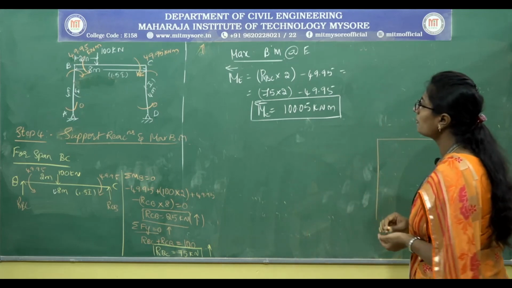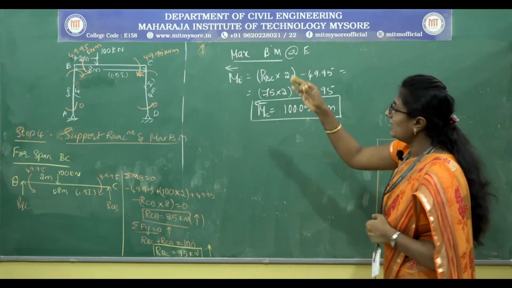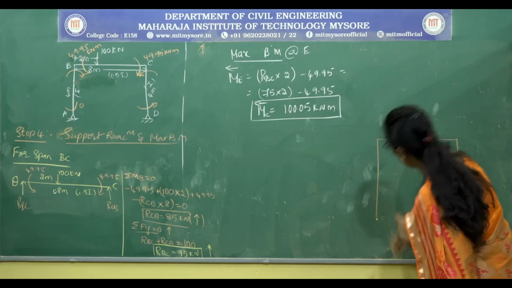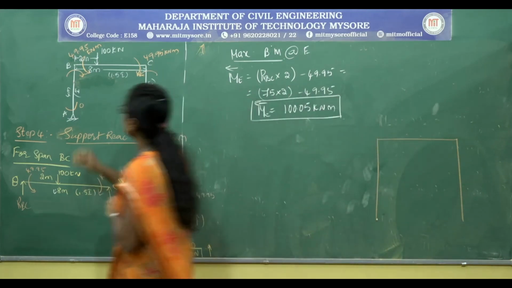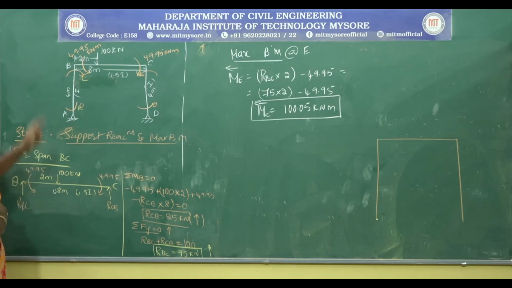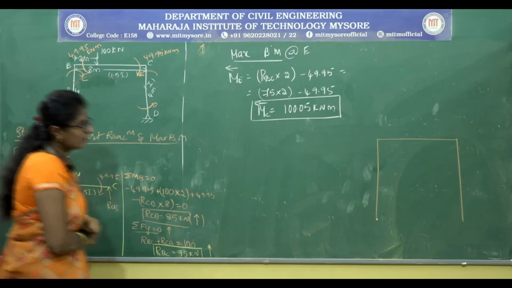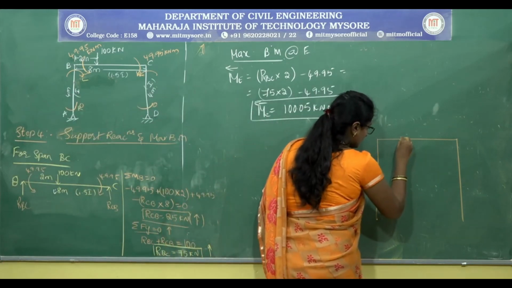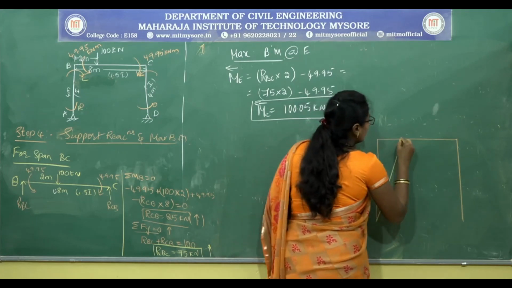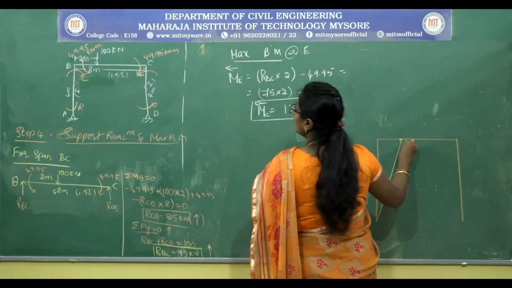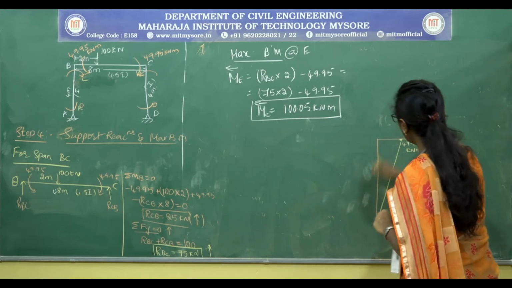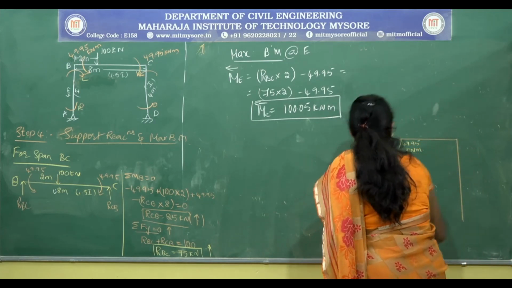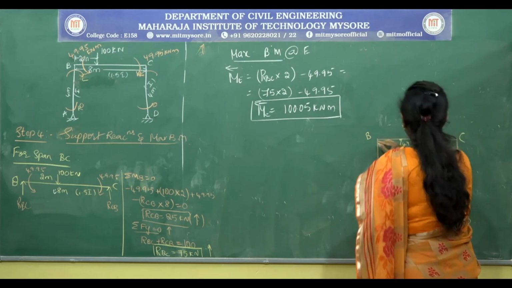Now the bending moment diagram. For span AB, the moment acting at A is 0. At B the moment is 49.95. This is considered as left and right; left side clockwise is positive, so this is positive, 49.95 kilonewton meter. In between there is no extra load acting. We can directly go to span BC.